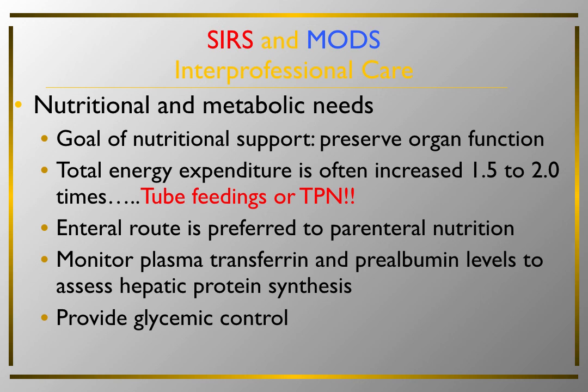Provide glycemic control with a goal of 140 to 180 with insulin infusions in these patients. And remember that the total energy expenditure is often increased in these hypermetabolic states to 1.5 to 2 times. So options would be things like tube feeding or even TPN if tube feeding is contraindicated.